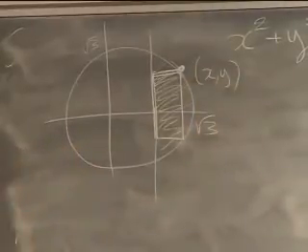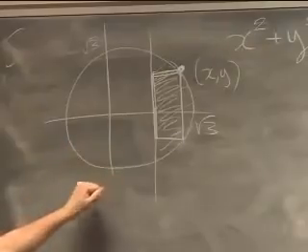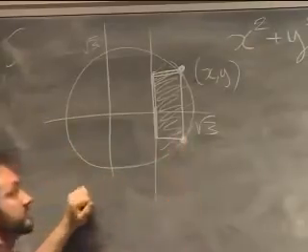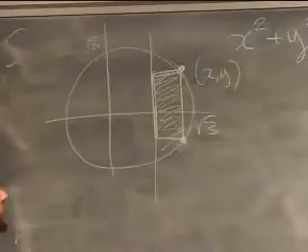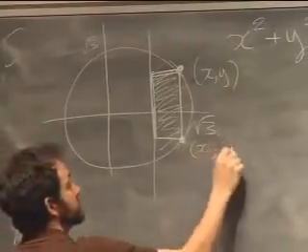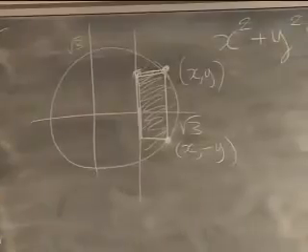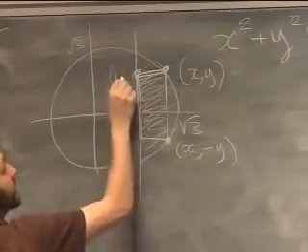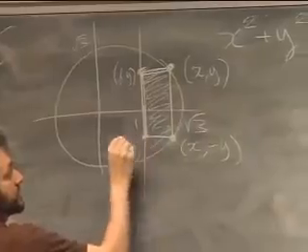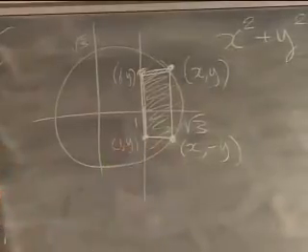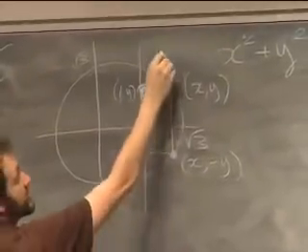Now if I know that point, then what's this point? (x, minus y). And what's the x coordinate of that point? It's 1. So this is (1, y), and this point is (1, minus y). So what are the dimensions of the rectangle? What's this side here?